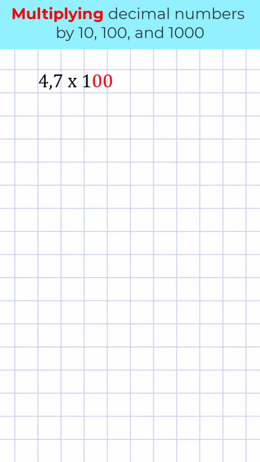As is known, due to the presence of two zeros in the factor 100, the decimal point of the factor 4.7 should be moved 2 positions to the right. However, we observe that after the decimal point, the factor 4.7 has only one digit, so we could move the decimal point only one position. To complete the operation, it is necessary to add a zero, resulting in 470.